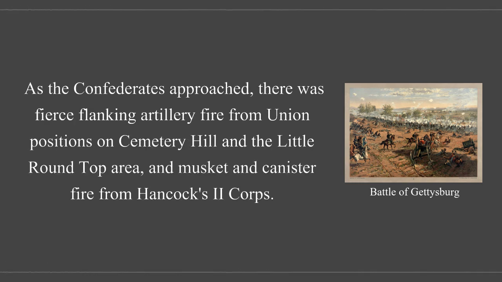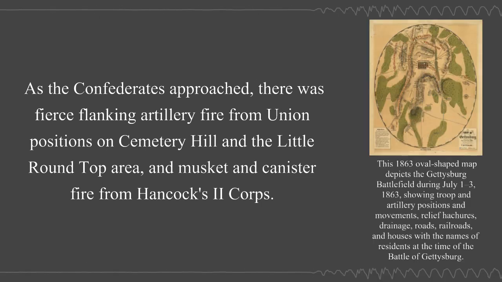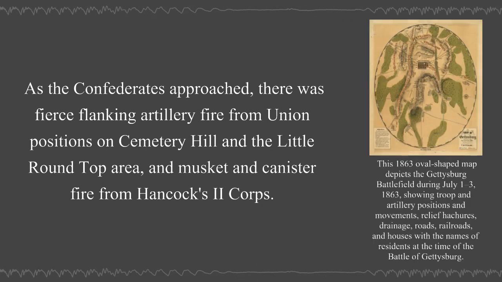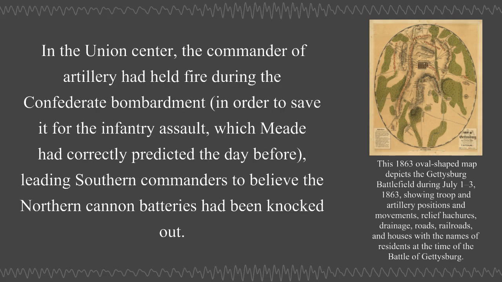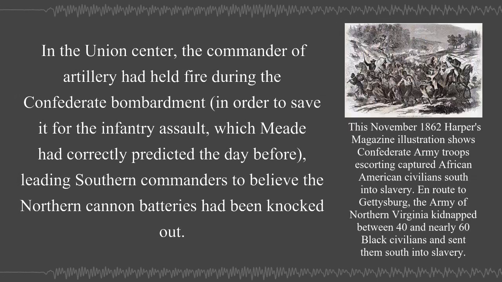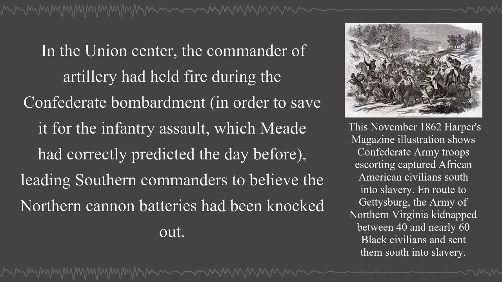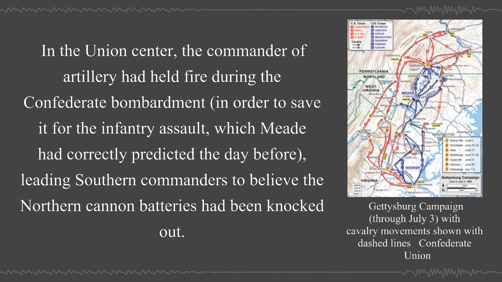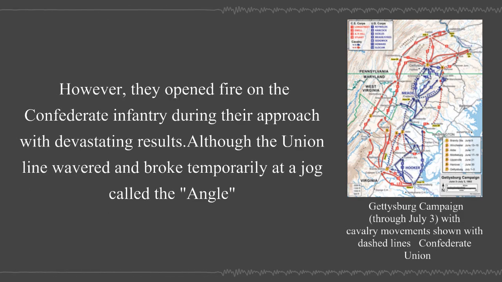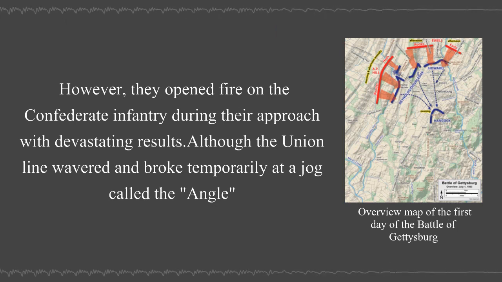As the Confederates approached, there was fierce flanking artillery fire from Union positions on Cemetery Hill and the Little Round Top area, and musket and canister fire from Hancock's 2nd Corps. In the Union center, the commander of artillery had held fire during the Confederate bombardment, in order to save it for the infantry assault, which Meade had correctly predicted the day before, leading Southern commanders to believe the Northern cannon batteries had been knocked out. However, they opened fire on the Confederate infantry during their approach with devastating results, although the Union line wavered and broke temporarily at a jog called the Angle.